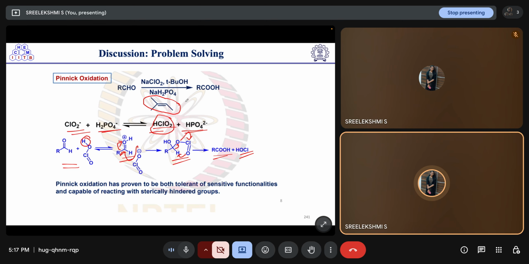Pinnick oxidation has proven to be both tolerant of sensitive functionalities and capable of reacting with sterically hindered groups. So that is one advantage of Pinnick oxidation. It can tolerate various sensitive functional groups, and it is capable of reacting with sterically hindered groups.